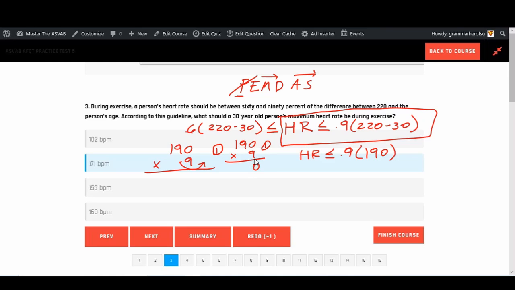Anything times 0 is 0. 9 times 9 is 81. Carry an 8. 9 times 1 is 9, plus 8 is 17. Again, shift that one decimal back to the left. And we can see that the absolute maximum heart rate for this 30-year-old should be 171 beats per minute, which is right there.